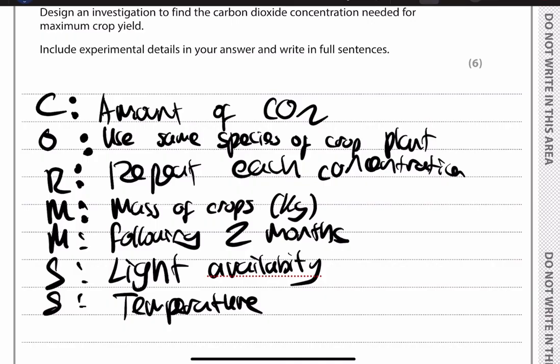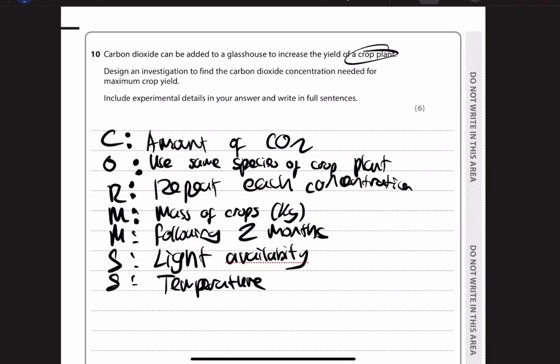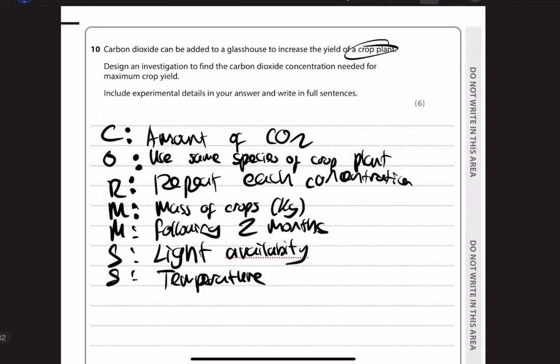You can talk about the minerals in the soil, the pH of the soil, the presence of pests, right? That's something you can say. So many things you can say. Okay. And there we go.